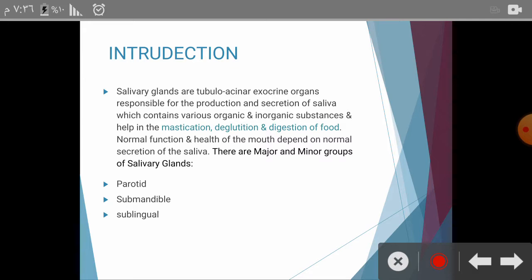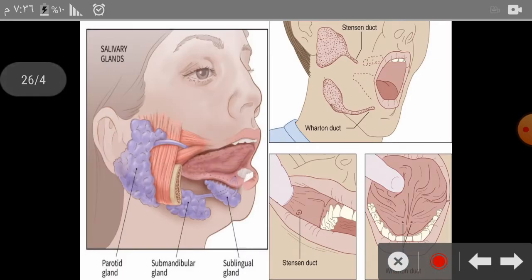We have major and minor salivary glands, like in this picture. First, we have the parotid salivary gland, which is serous and opens by a single duct, the Stenson duct. And we have the submandibular gland, which is a mix of serous and mucous cells and opens into a single duct, the Wharton duct. And we have the sublingual gland, which is made of mucous cells.